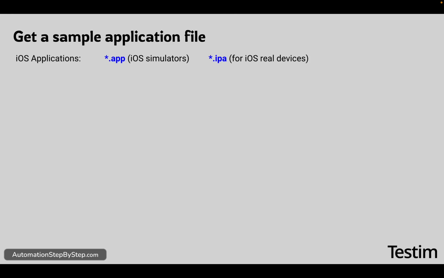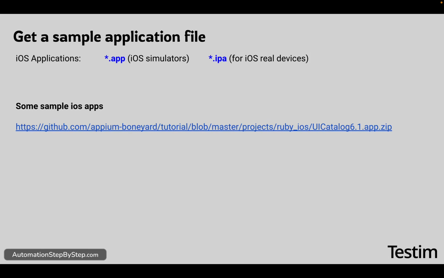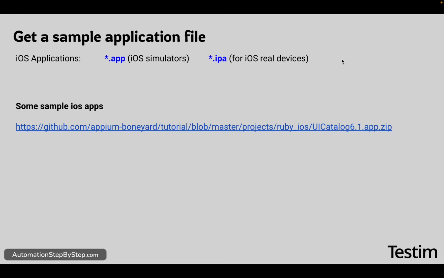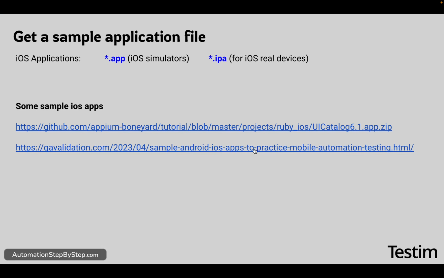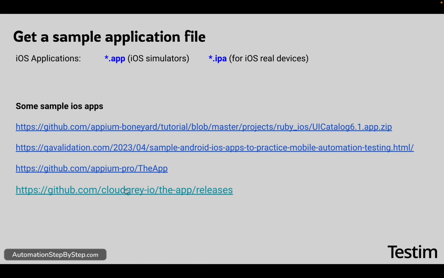In case you do not have your own file, you can get some sample apps from online. So you can see these are some links. You can check these links. This is a UI catalog application. Then you can also find some applications on this link. Here are some Android and iOS apps. Then this is the app which can be used. So I can show you this one.